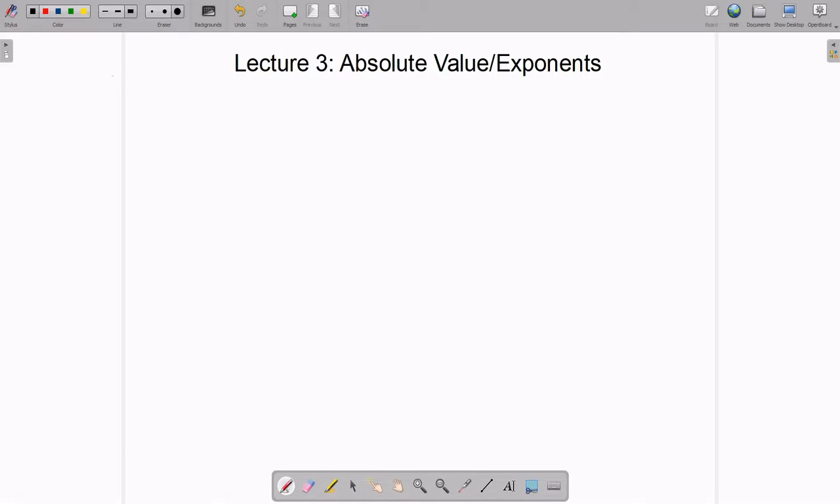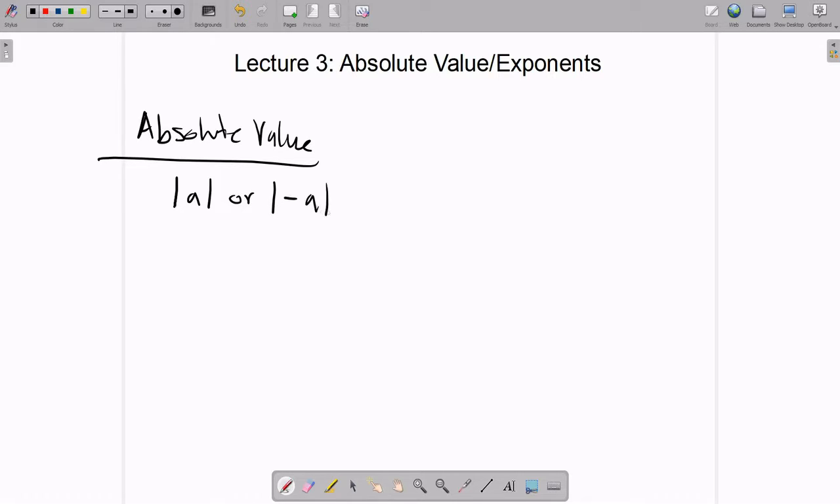In math terms, the absolute value is written with solid vertical bars, like so. These vertical bars: the absolute value of A is equal to just A, or the negative of A is just A, as long as these numbers happen to be greater than or equal to 0, or the negative value would just be less than 0.